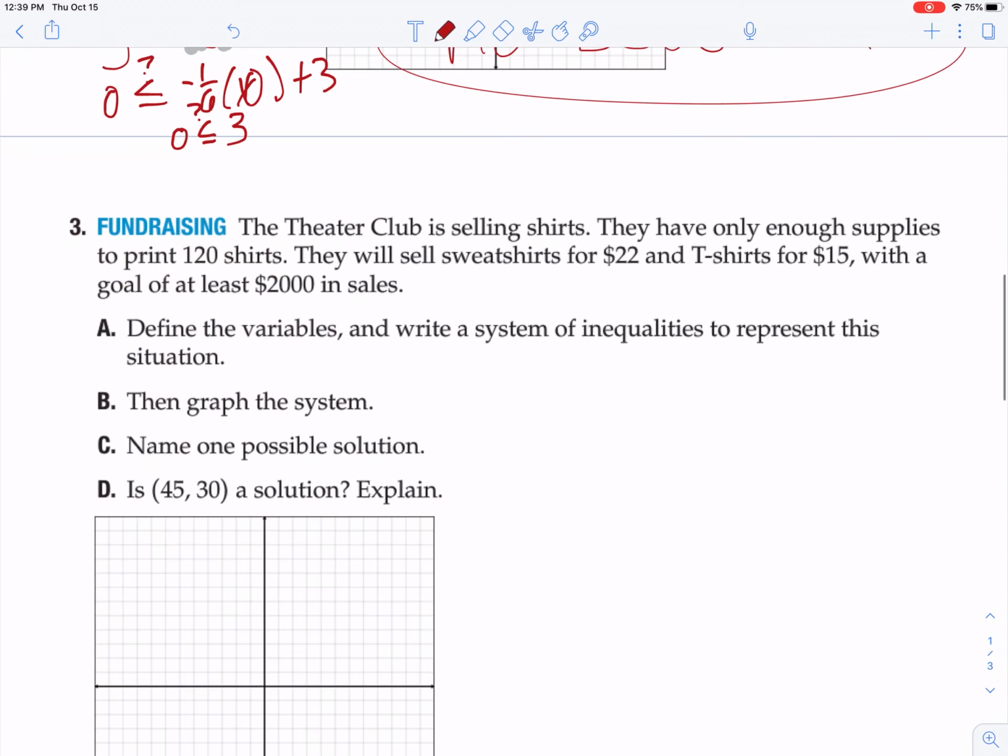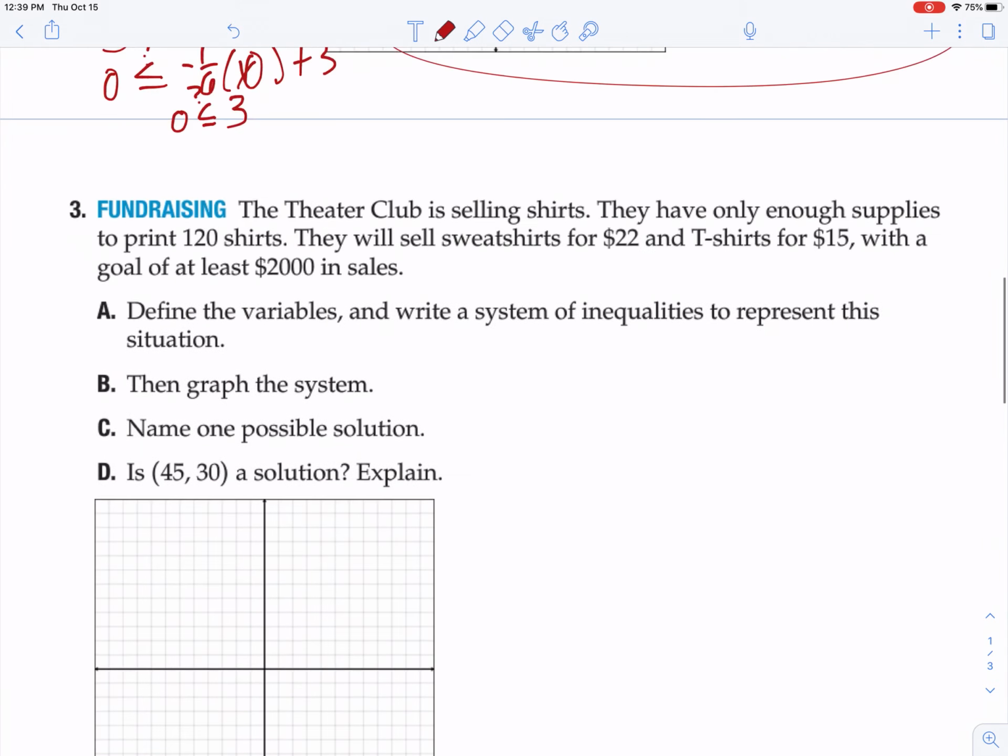All right, well, we will probably do the word problem in class together.